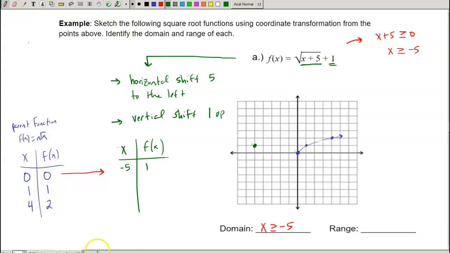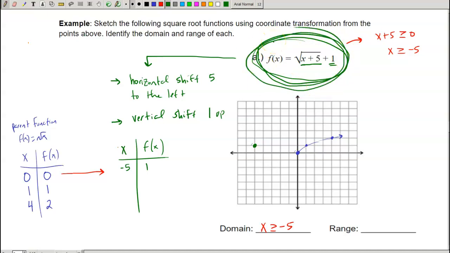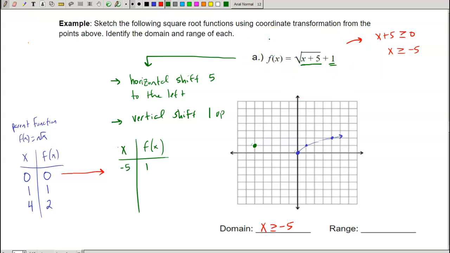Okay, so that's kind of the way to think about these critical points of the parent function, which never change. And then you can look to your transformations and translations up here with your a, h, and k, and then take those points and move them accordingly. So now, same thing with these other points. I'm going to follow the same instructions.